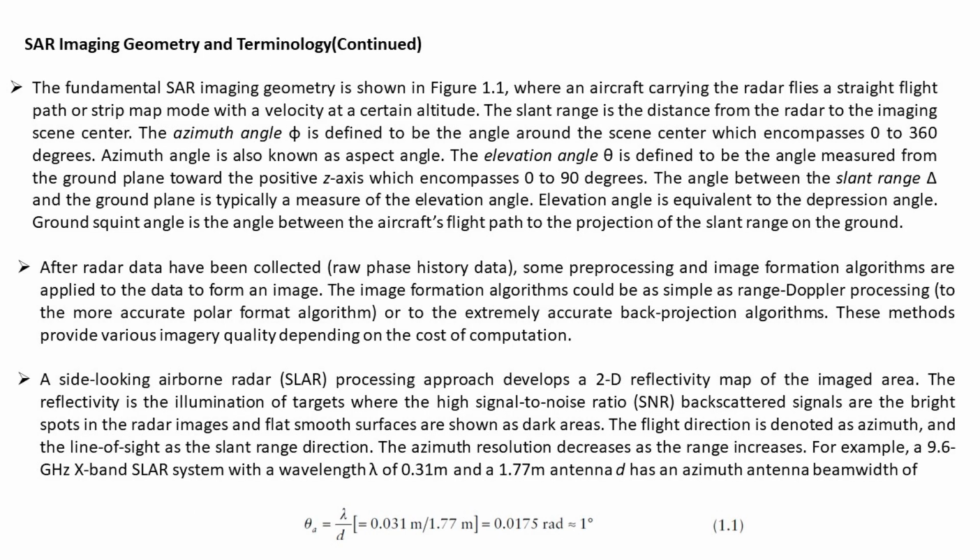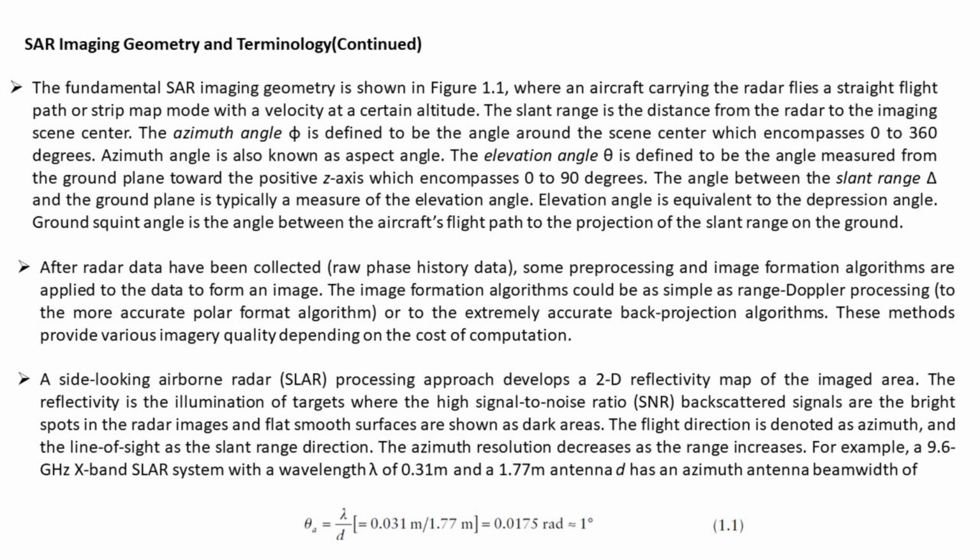The fundamental SAR imaging geometry is shown in Figure 1.1, where an aircraft carrying the radar flies a straight flight path, or strip map mode, with a velocity at a certain altitude. The slant range is the distance from the radar to the imaging scene center. The azimuth angle is defined to be the angle around the scene center, which encompasses 0 to 360 degrees. Azimuth angle is also known as aspect angle.